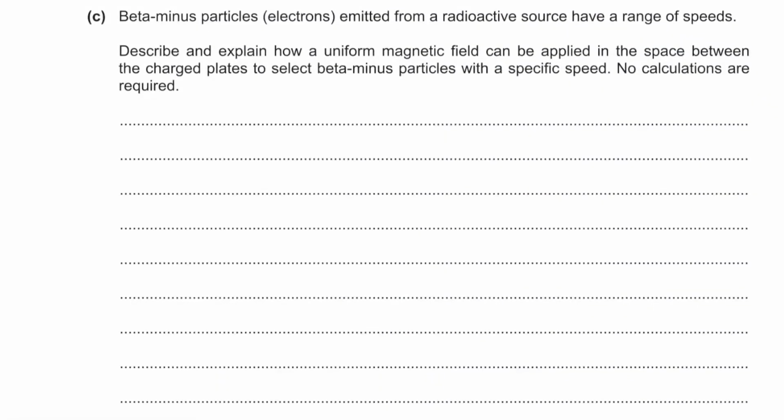Beta minus particles emitted from a radioactive source have a range of speed. Describe and explain how a uniform magnetic field can be applied in the space between the charged plates to select beta minus particles with a specific speed. No calculations are required. Cool.